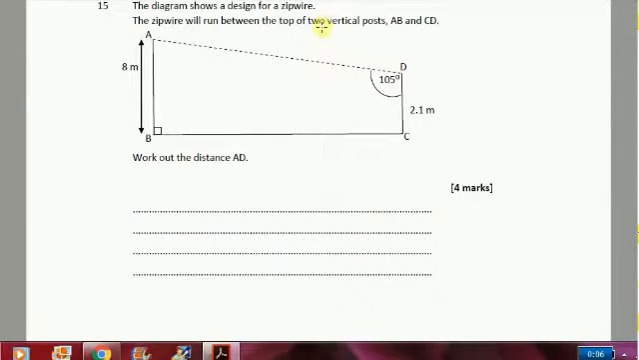So this is a question about trigonometry, and trigonometry uses triangles. So let's make a triangle by making a horizontal line from D going across, like so, at right angles to AB. That gives us a right angled triangle with a right angle there. Let's call that point B, 2.1, that's 2.1 going up as far as this point here. Let's call it E.